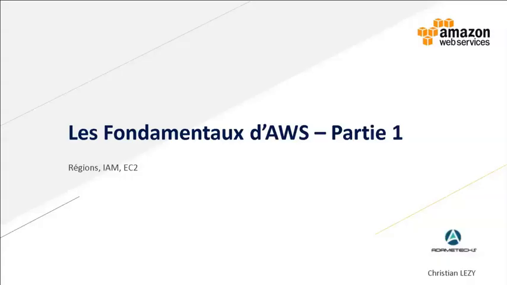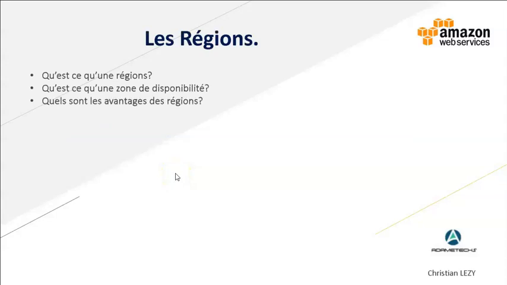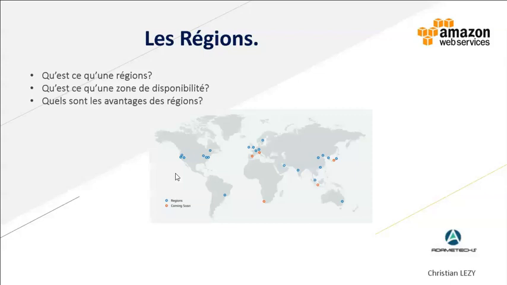We can now start the first part of this course. First, we will learn the differences between a region and an availability zone. Later on, we will see the advantage of regions and how they are spread around the world.